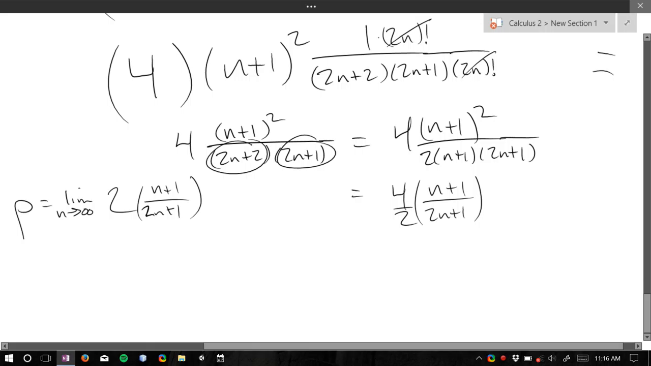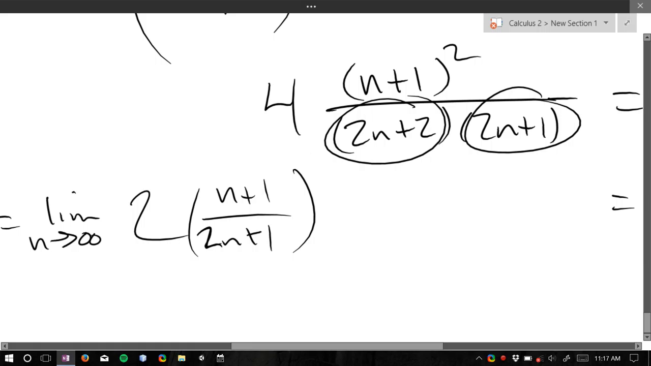You could also do the physicist method, which is we've got a polynomial over a polynomial. You compare the highest powers, both degree 1, so it's a tie. It's going to be the ratio of coefficients, 1 over 2, because that plus 1 doesn't matter anymore when n's really big. So we're going to get 2 times 1 half, which is 1.